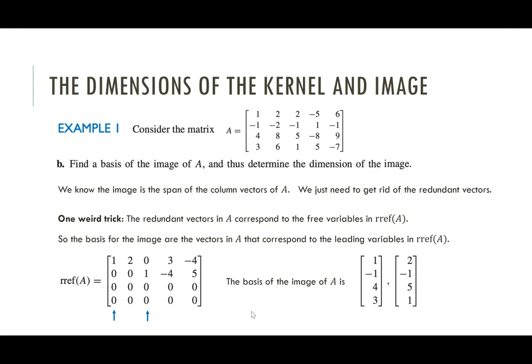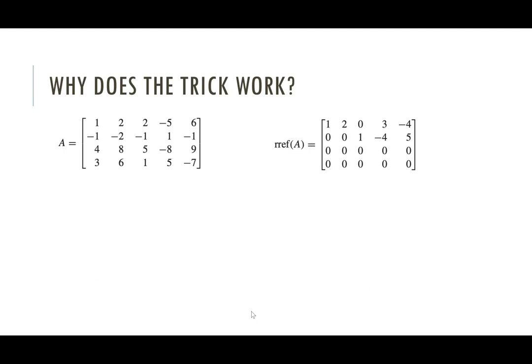But why do we know that this works? In particular, why do we have this relationship between A and the reduced row echelon form of A, where the redundant vectors in A are just the free variables in the reduced row echelon form? Well, if we look just at the reduced row echelon form, it's pretty straightforward actually to see how to build free vectors out of the leading vectors, and so to show that these free vectors are redundant.